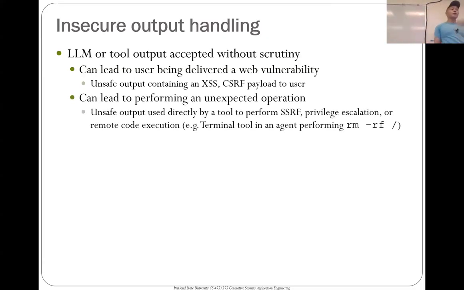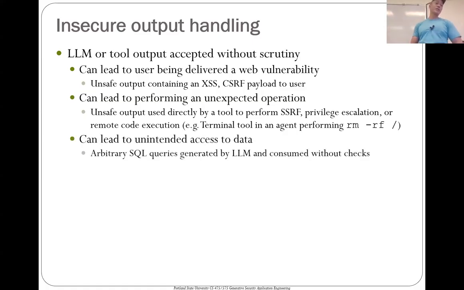If you take the tool output and you execute it blindly, you could be having your agent just do an unexpected operation. So for example, if the tool returns an rm -rf and the agent doesn't look for malicious commands and just executes what is returned from that command, then you could have this destructive action be done. It can lead to unintended access to data. If the agent has access to some private data and you don't have the output filtering done to strip out private data, then you could reveal private information.